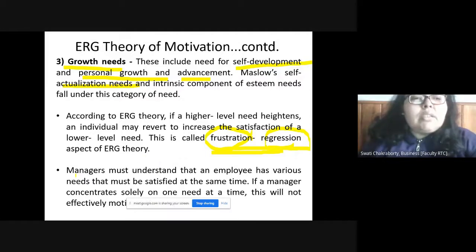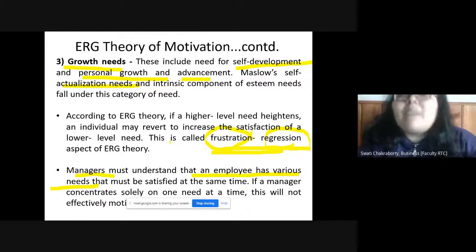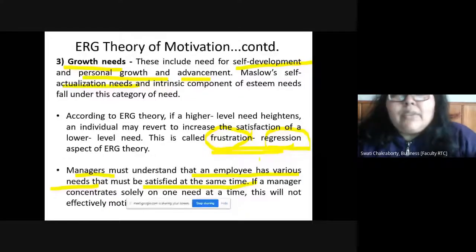Now, from the manager's point of view, a manager has to understand that an employee has various types of needs. It cannot be one need that must be satisfied. I'm repeating it once again, multiple needs must be satisfied at the same time. It's not just food, shelter, and clothing. We need recognition. We want achievement. We want to grow. We want some training. We want to enhance our skills.